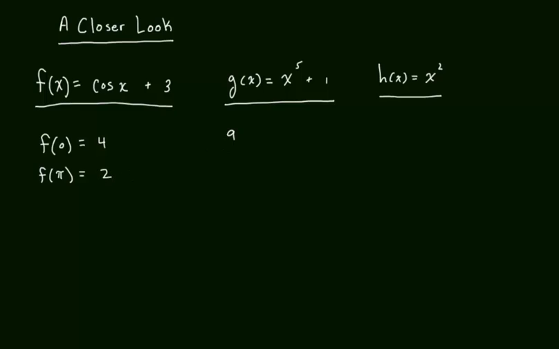G of 0 is 1. G of 2 is 33. H of 0 is 0, and h of 2 is 4.